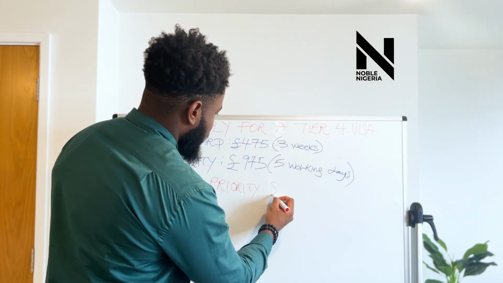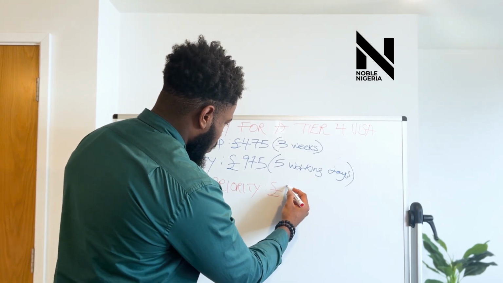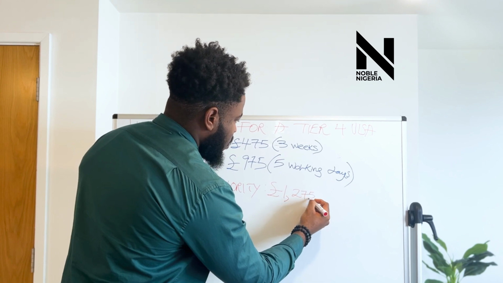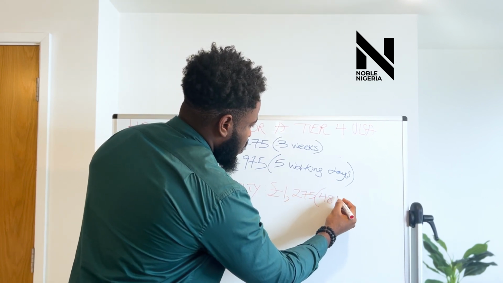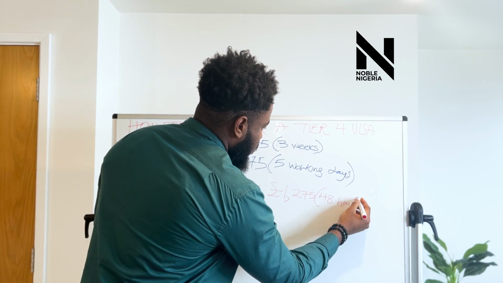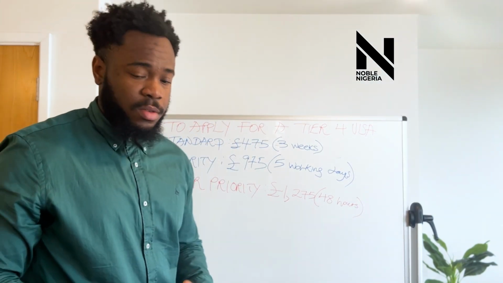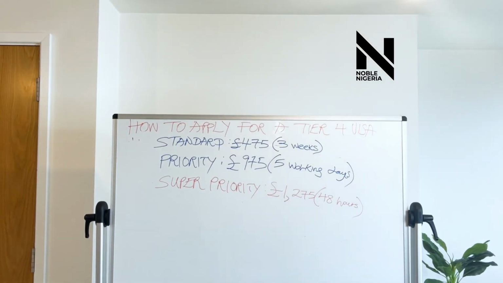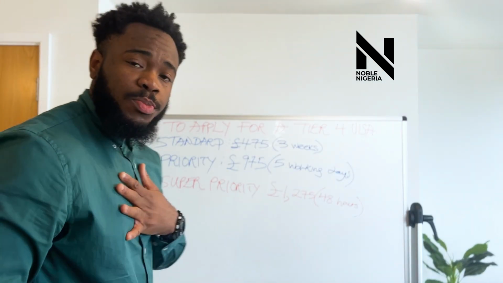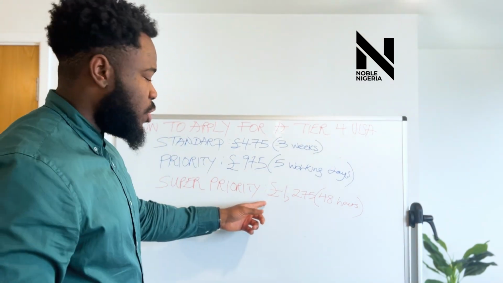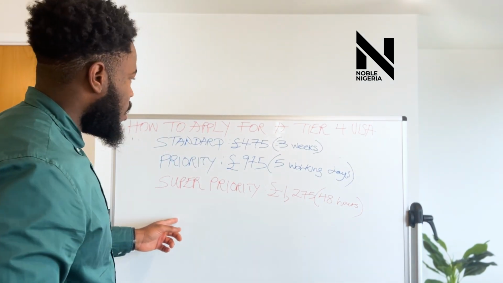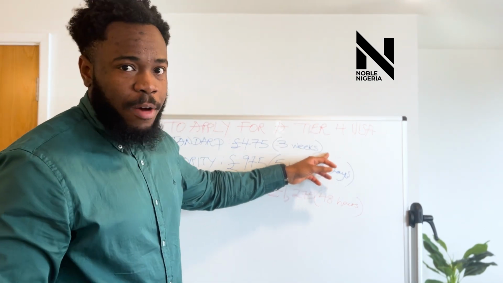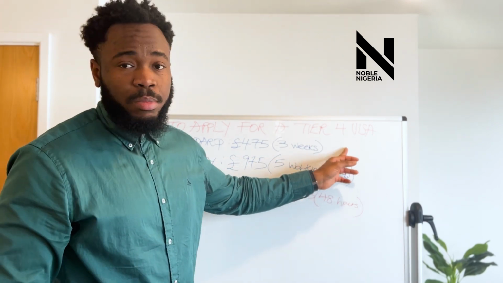I'm gonna come to why I think it's very important. £1,275, 48 hours. So by the end of the next working day, you're gonna get a decision. If you ask me, I wanna make sure this is recorded. If you ask me my own opinion, I suggest you go for this super priority. In my own opinion as well, please avoid this at all costs. Avoid going for the standard application.